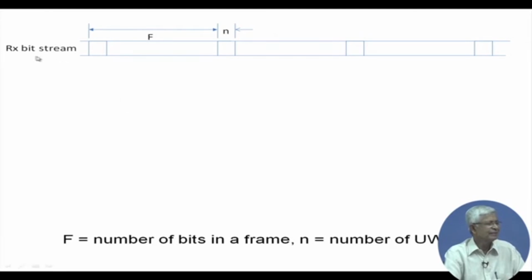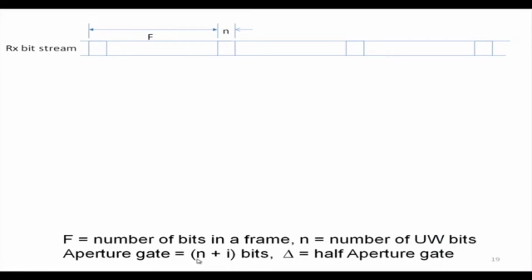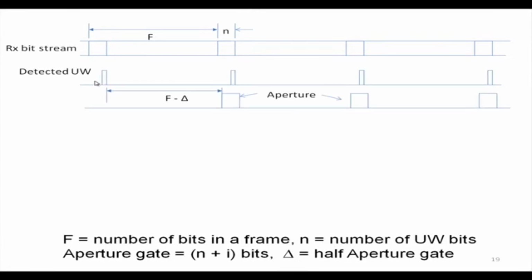Pictorially it can be shown like this. You see the frame is F, and small n is the unique word pattern, and the aperture gate is n plus minus I bits, and delta is the half aperture gate. That means this is the unique word, and the aperture will be opened a little bigger than that. This is the unique word detected pulse; at the end of the unique word you get this pulse. Whatever the unique word, you open the aperture slightly bigger than that.